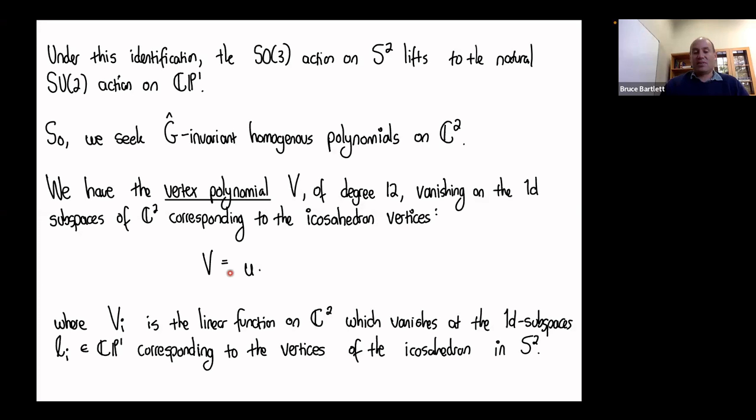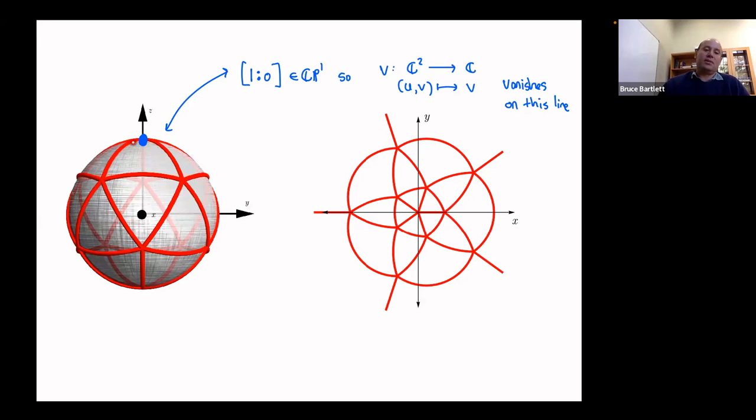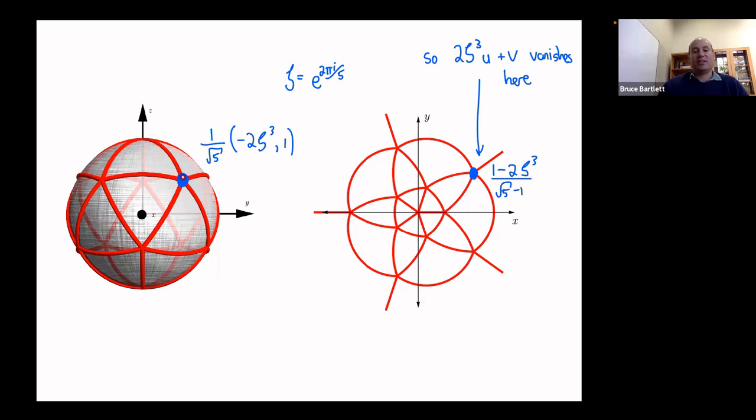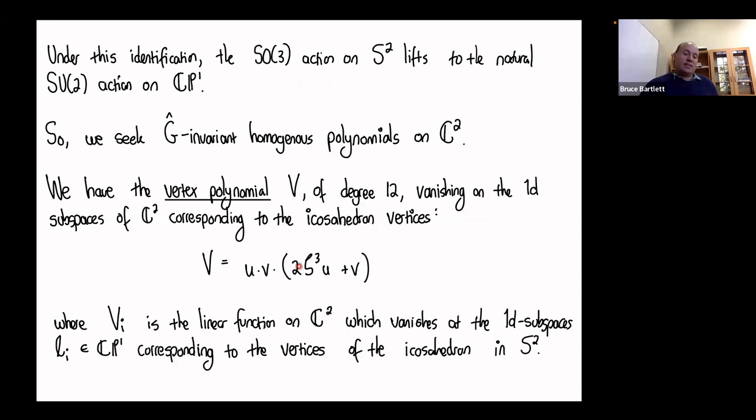Now let's get another vertex of the icosahedron. Here's the north pole. It corresponds to this point in CP1. So that's a certain line in C2. So a linear function which vanishes on that line would be this function. So that's my second factor of the vertex polynomial. Get another one. Here's another vertex of the icosahedron. When I stereographically project it, it corresponds to this point. When I think of it as a complex line in C2, then the linear form which is going to vanish on that complex line would be this form here. So that's my next factor, and so on.